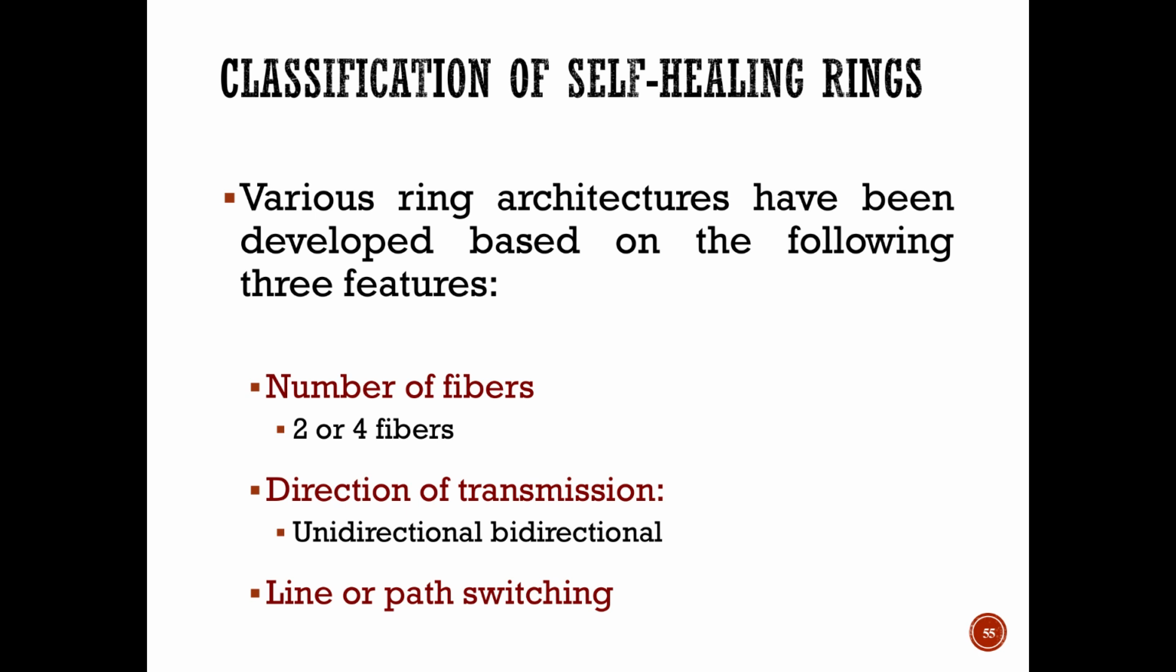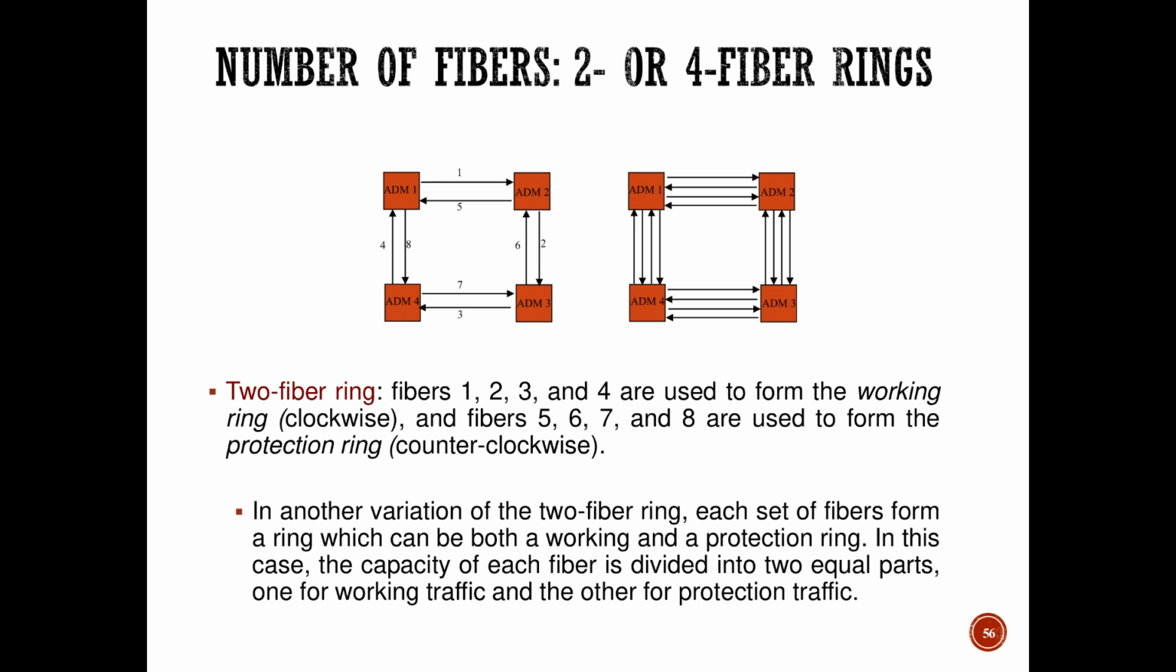Classification of self-healing rings. Various ring architectures have been developed based on the following three features. 1. Number of fibers. Example, 2 or 4 fibers. 2. Direction of transmission. Example, unidirectional, bidirectional. 3. Line or path switching. Number of fibers. 2 or 4 fiber rings.